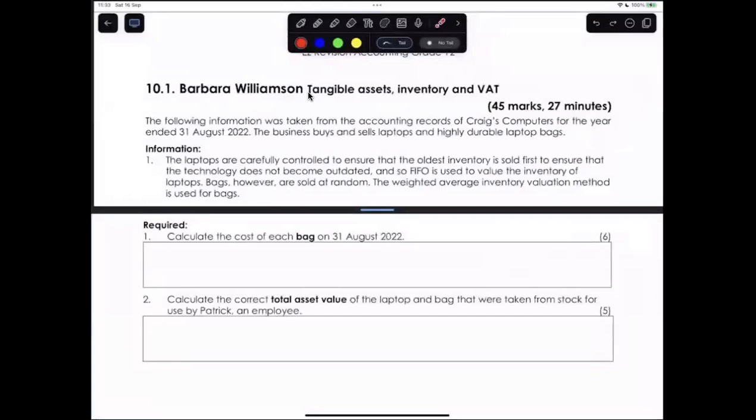Inventory valuation is often asked as part of other topics, including manufacturing, tangible assets, and VAT, as is done here. The following information was taken from the accounting records of Craig's Computers for the year ended 31st of August 2022. The business buys and sells laptops and highly durable laptop bags.